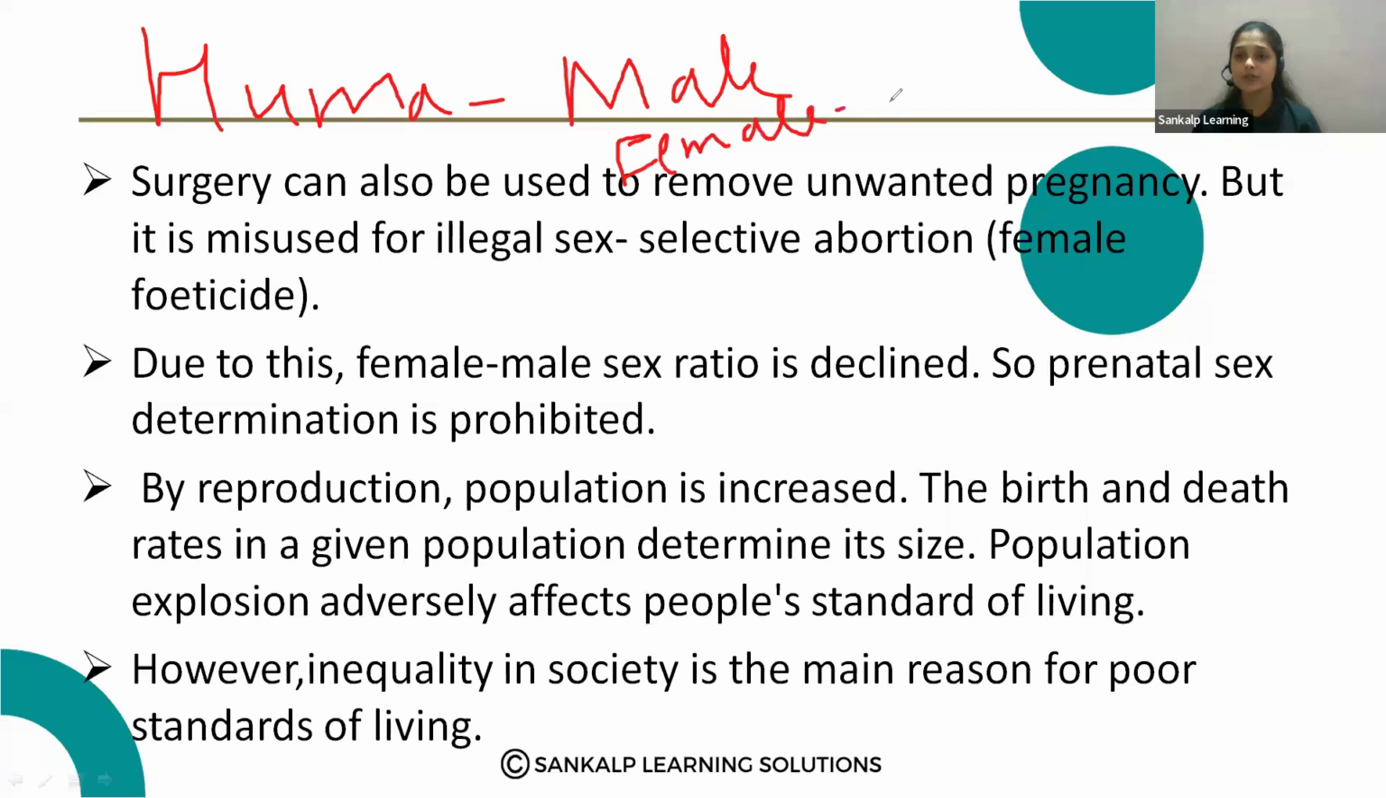In the female reproductive system, how the uterus is prepared for fertilization, for the implantation, and what happens if the fertilization does not occur. So these all things we have studied, and how the embryo gets nutrients, how the embryo is developed in the uterus. So these all points we have studied in the female reproductive system. After that, reproductive health and some diseases, how they are transmitted by sexual contact. So these all things we have studied in this chapter.